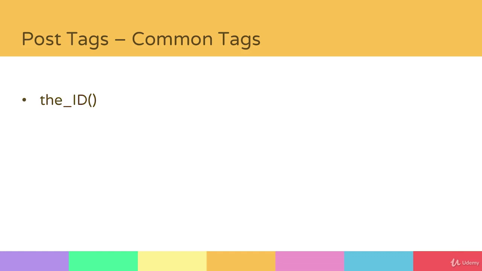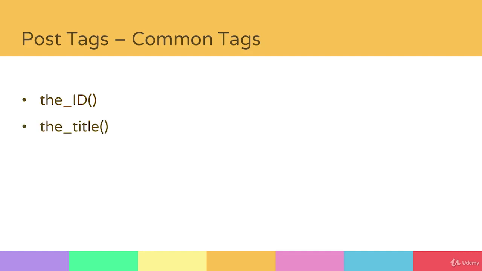So the first one is the ID, which will give you the ID for a post or page. This can be helpful if you just want to have that in your markup somewhere, maybe for a permalink or something like that. Or it could be useful if you need to query other data and you need to use the post ID to do that.